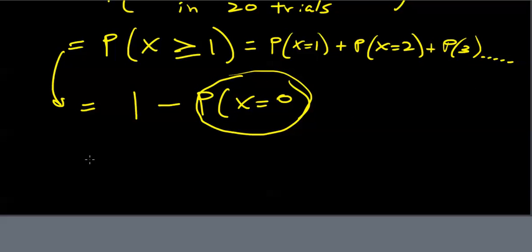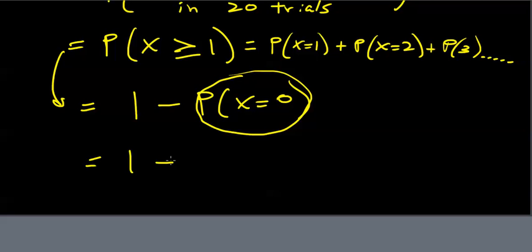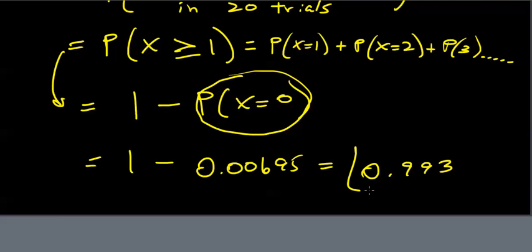So all I really need to do is take 1 minus the answer to part A, which was 0.00695, and if I punch that out on my calculator, I think our author calls this 0.993. So learn to think about these shortcuts when you're talking about at least or at most type scenarios with the binomial probability distribution.